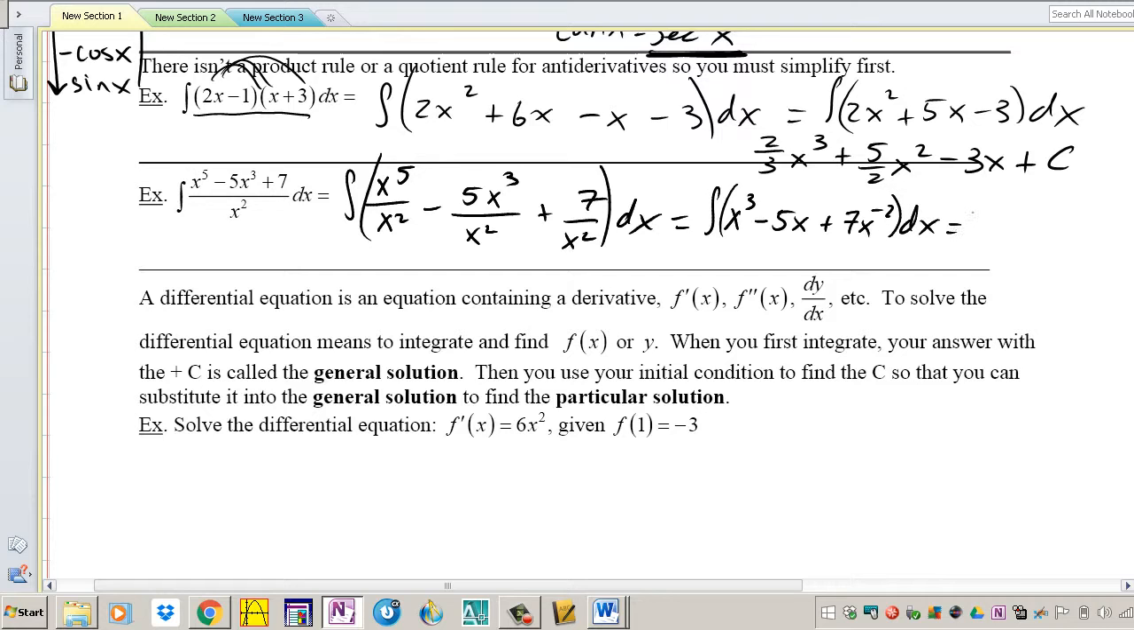dx. Now let's take the integral. The integral of x to the third becomes x to the fourth, and then divided by 4. The integral of negative 5x is negative 5x squared, and then divided by 2. Finally, the antiderivative of 7x to the negative second: put a plus 1 on that power. Negative 2 plus 1 is negative 1, so 7x to the negative 1 divided by negative 1, plus c.